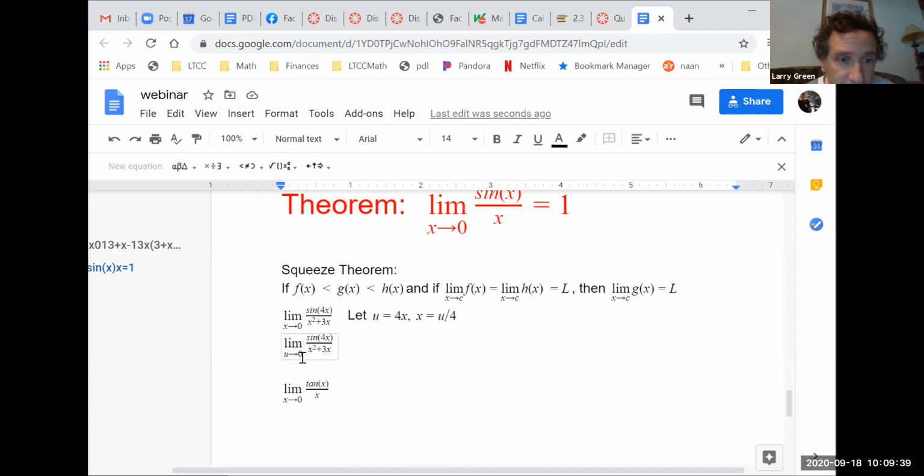So we still have u going to 0, but now we're going to have sine of u over, well, now u is 4x, so x is u over 4. So this x becomes a u over 4. And this x also becomes a u over 4. Anyone lost?